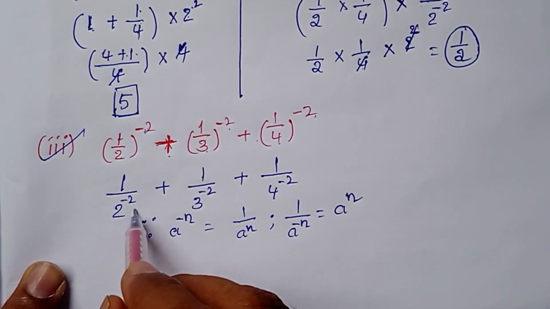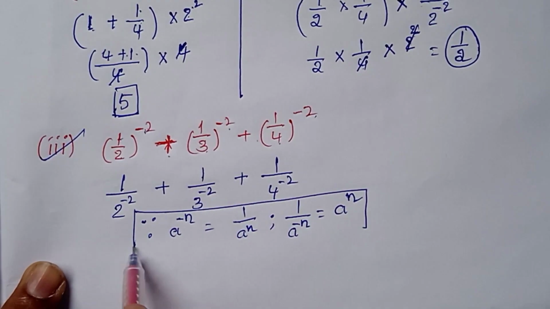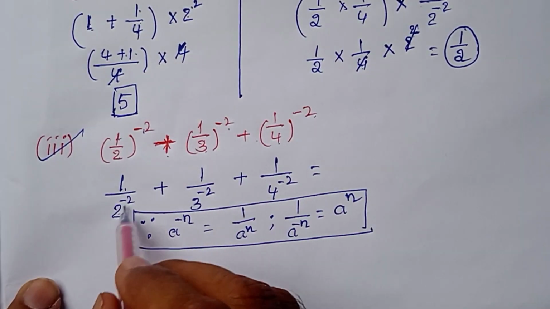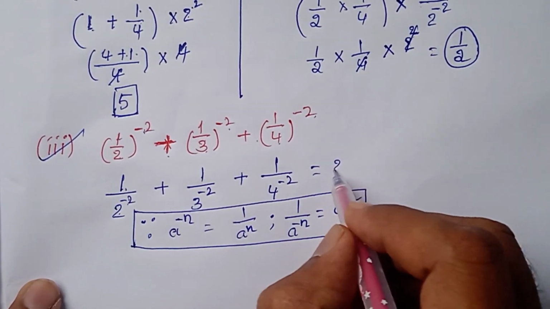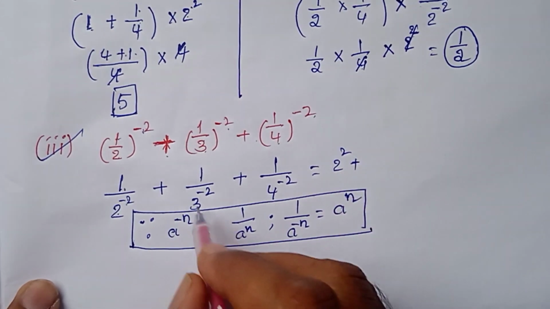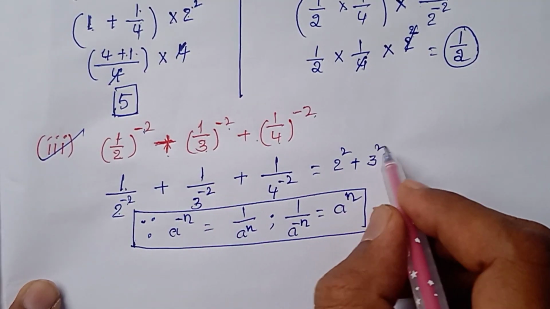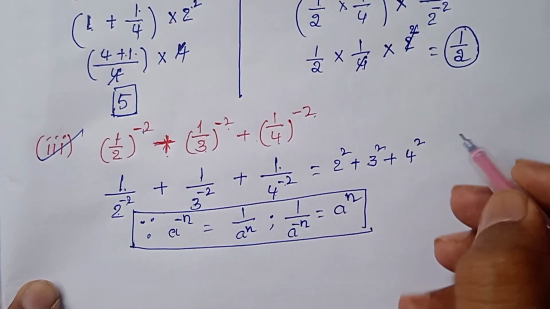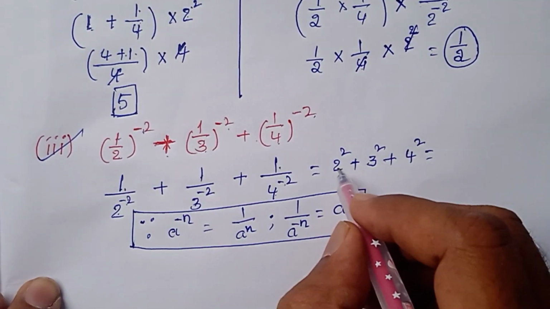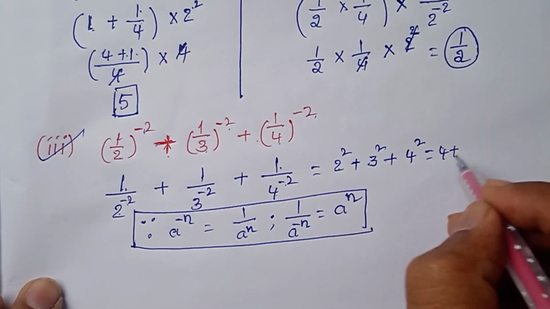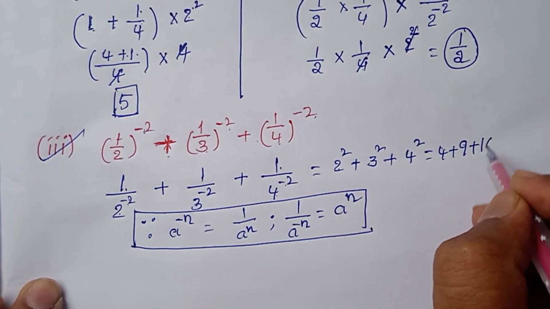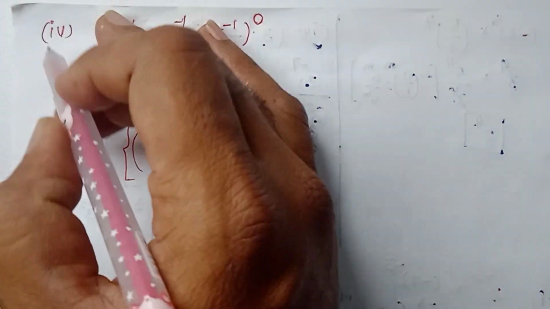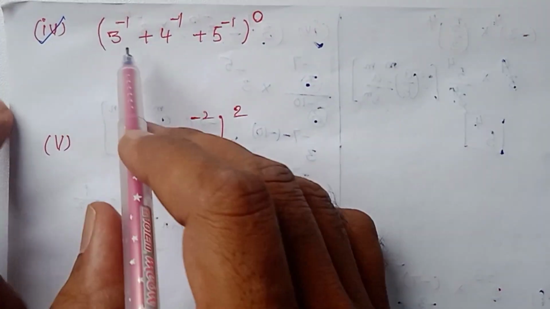So because of these laws we can write this as, see, 1/2 / -2 can be written as 2² plus this will be 3 square plus 1 by 4 power minus 2 becomes 4 square. So total sum, look, 2 square is 4 plus 3 square is 9 plus 4 square is 16, total 29. Now see the fourth one here.